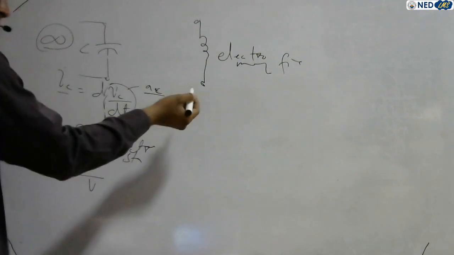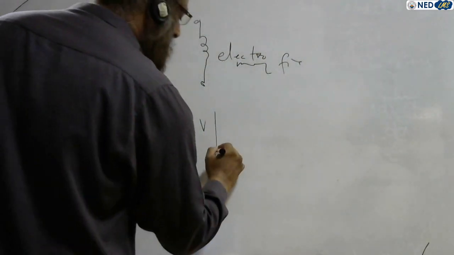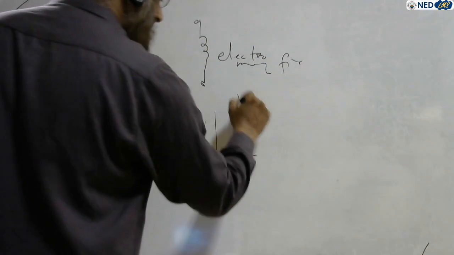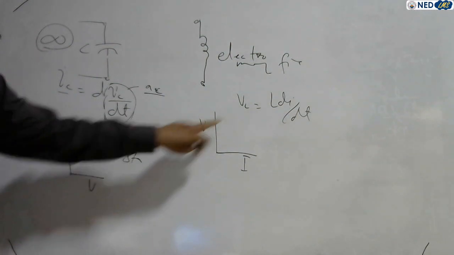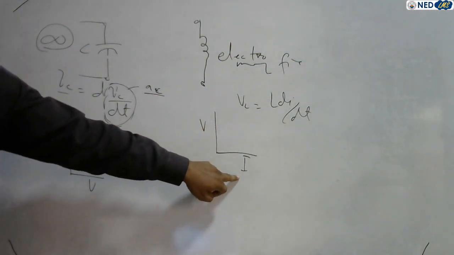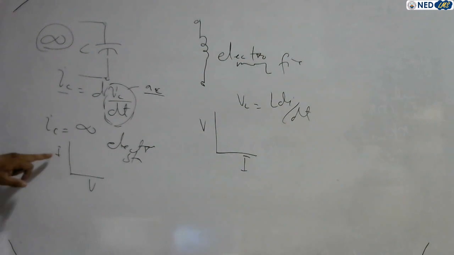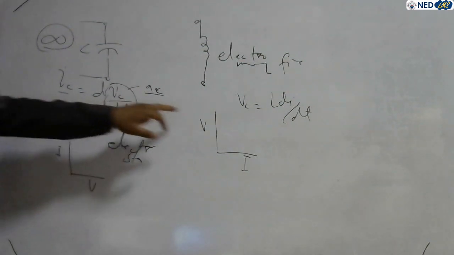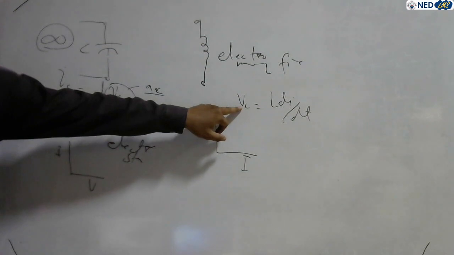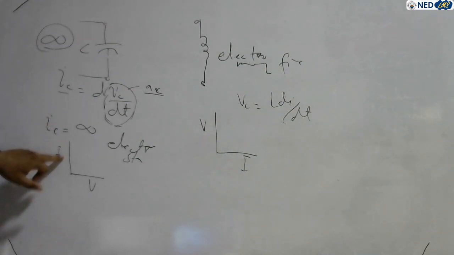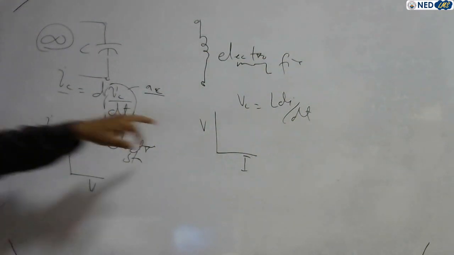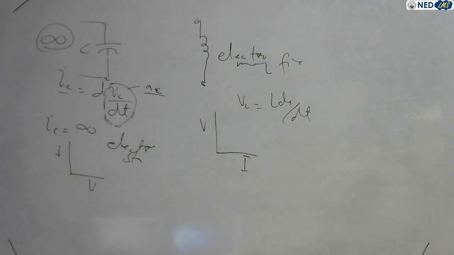In a capacitor, electrostatic field. In an inductor, voltage leads the current. See, the inductor equation, VL is equal to L dI by dt. Voltage leads the current by 90 degrees in a pure inductor. In a pure capacitor, current leads the voltage by 90 degrees. See the equations of the inductor and capacitor. On the left hand side, the dominant quantity is voltage in the inductor equation. In the capacitor equation, the left hand side is current, right? So it is very easy to remember. In a capacitor, current leads, current comes first, then voltage. In an inductor, voltage comes first, then current, right?